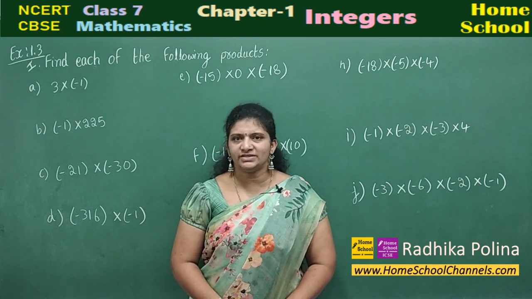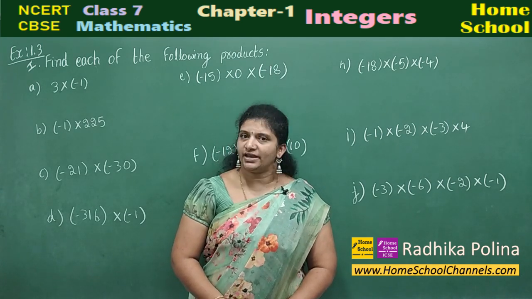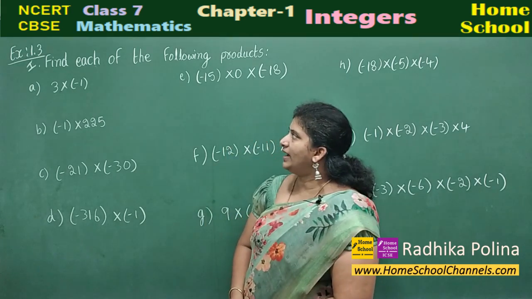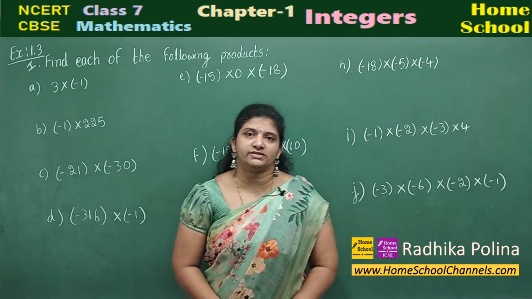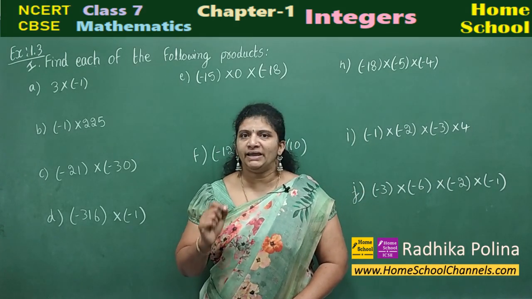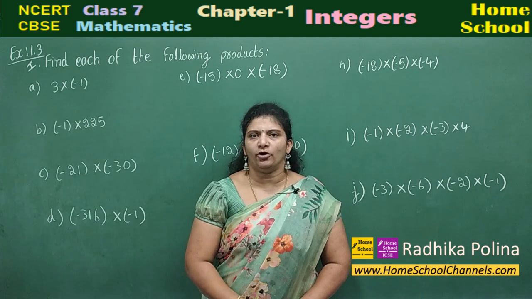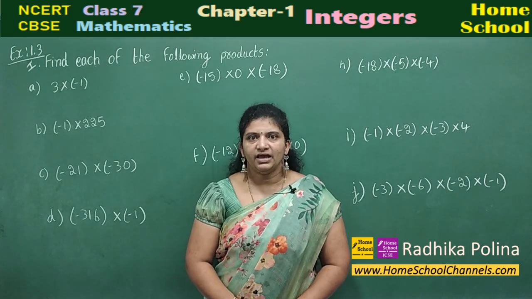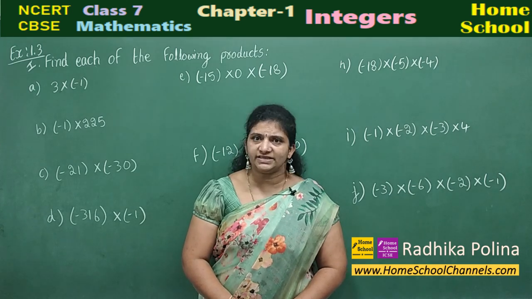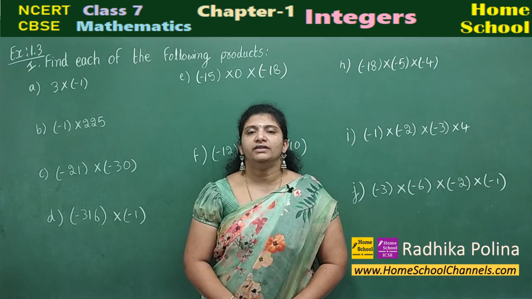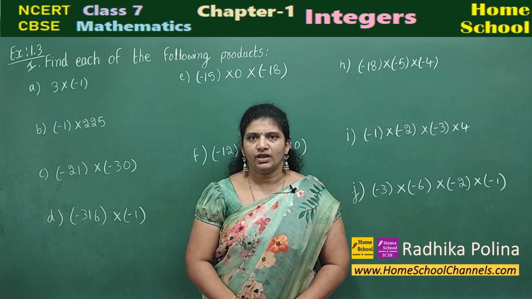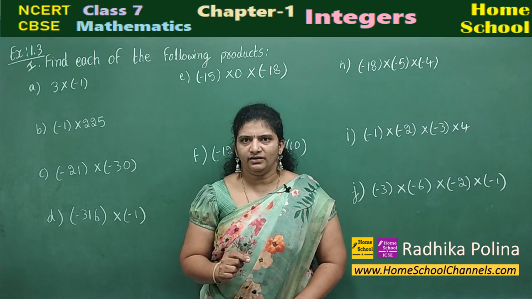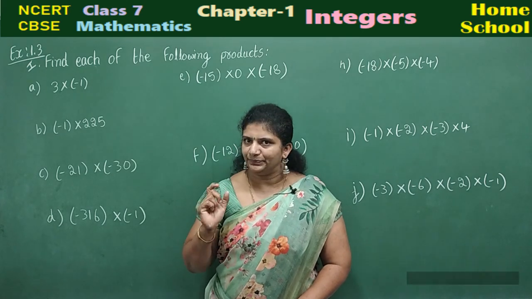We are in our first chapter, Integers, and exercise 1.3, first main question. Find each of the following products. Immediately you should remember two points. When you are multiplying integers, if they have the same sign, the result is positive. If you multiply two integers with different signs, your answer will be negative.